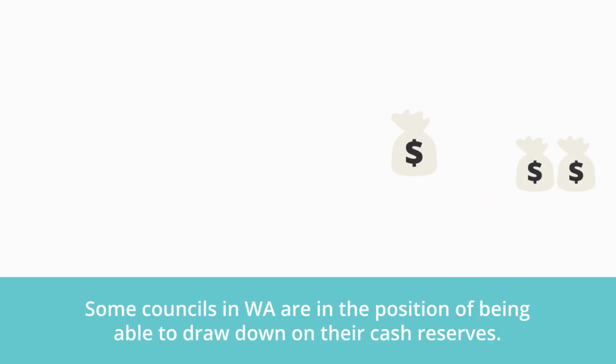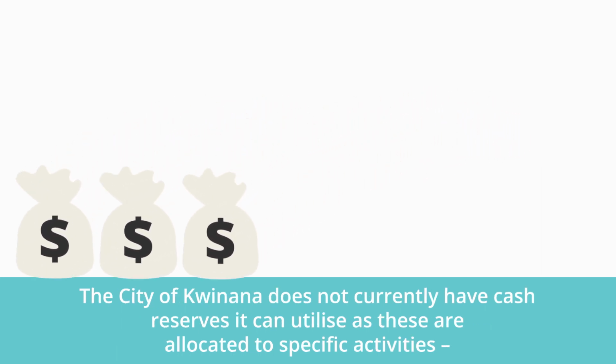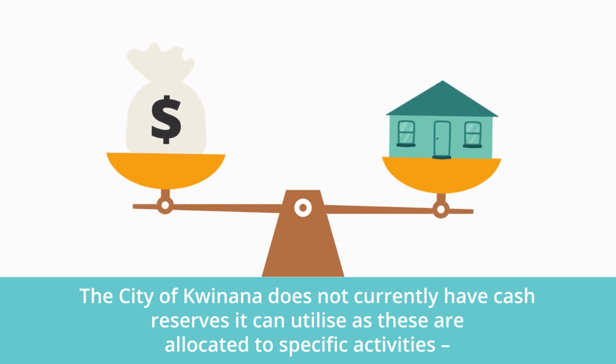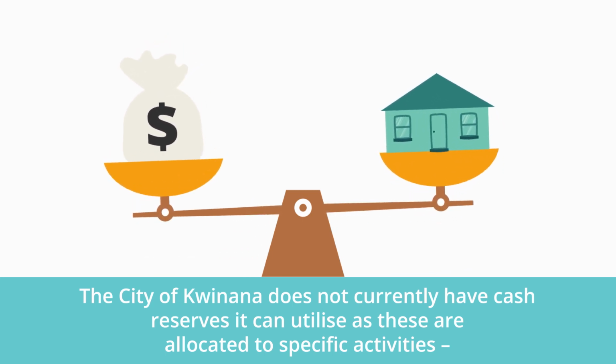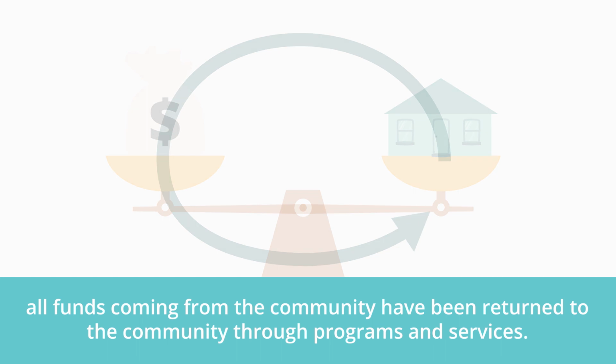Some councils in WA are in the position of being able to draw down on their cash reserves. The City of Kwinana does not currently have cash reserves it can utilise, as these are allocated to specific activities. All funds coming from the community have been returned to the community through programs and services.